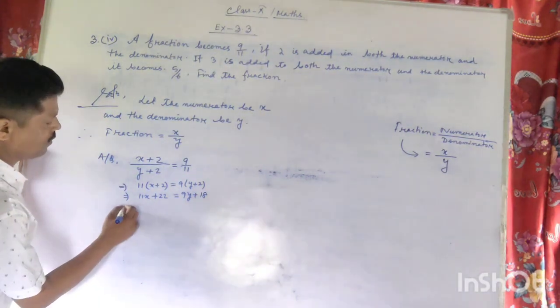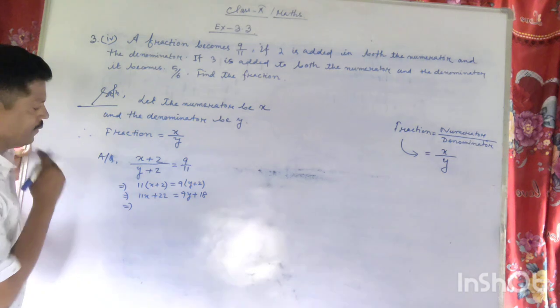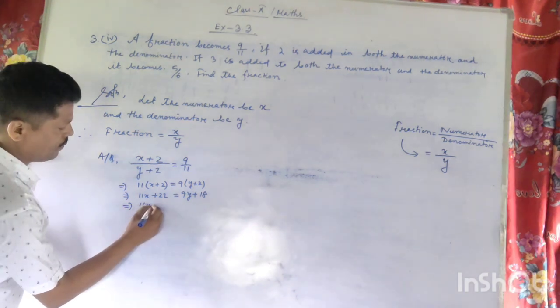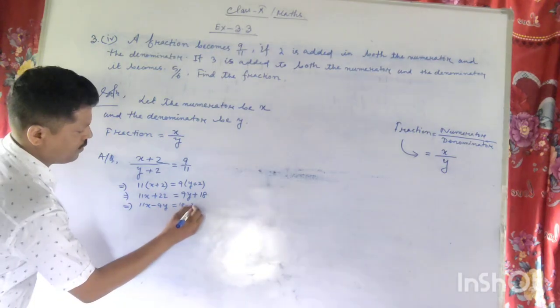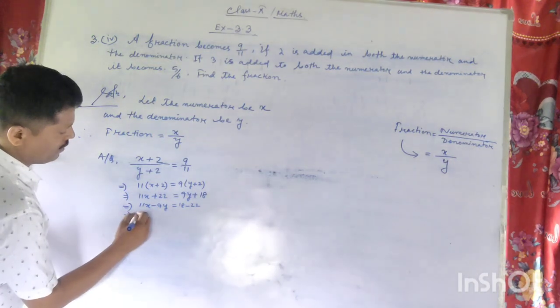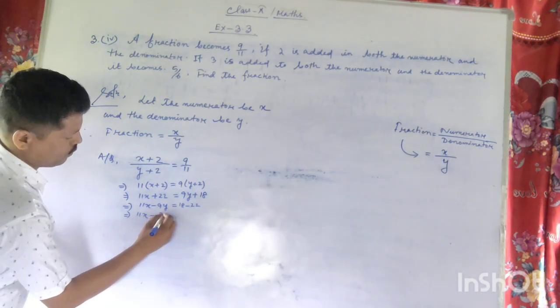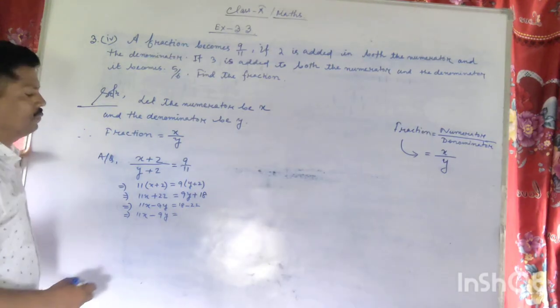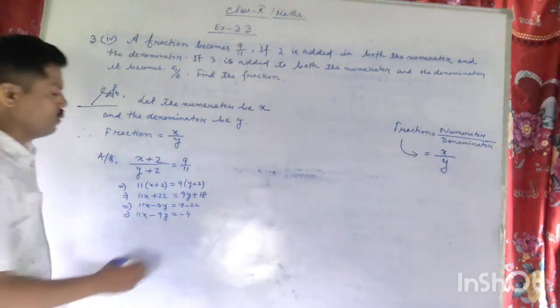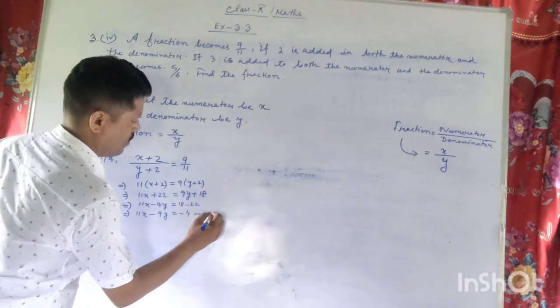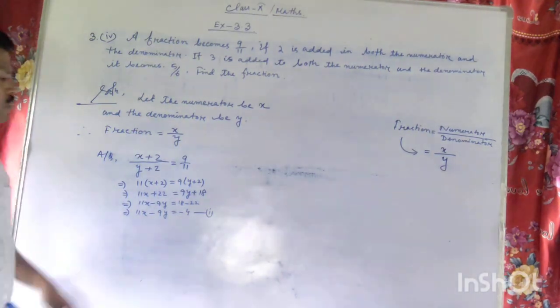So now we can write here 11x minus 9y is equal to 18 minus 22. That means 11x minus 9y is equal to minus 4. This one is one equation, equation number 1.